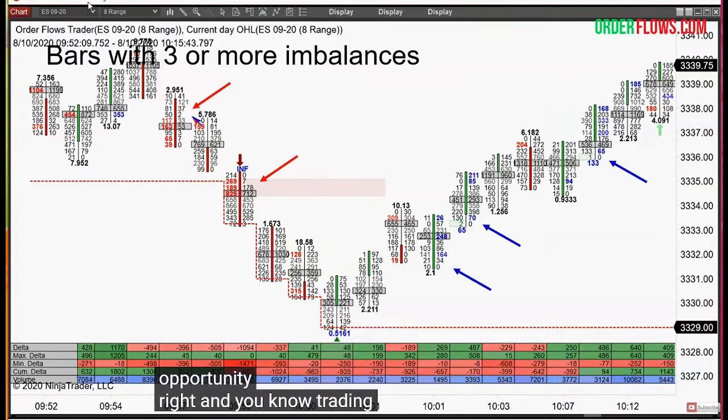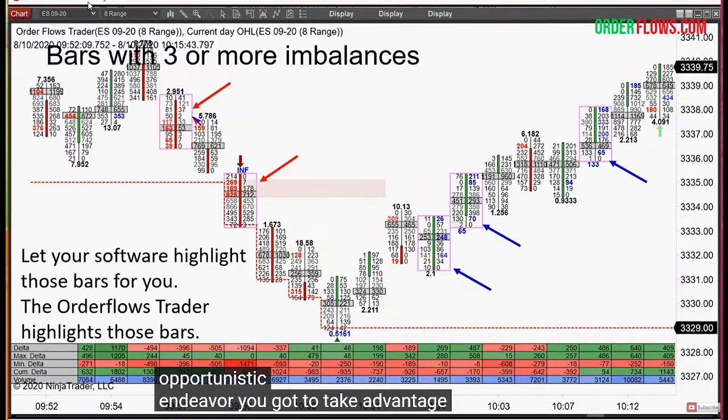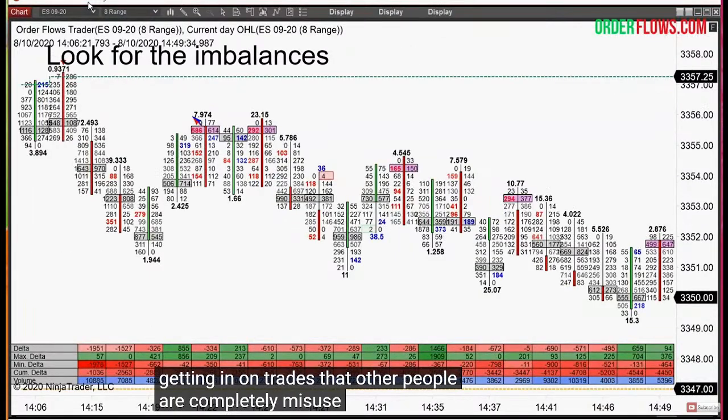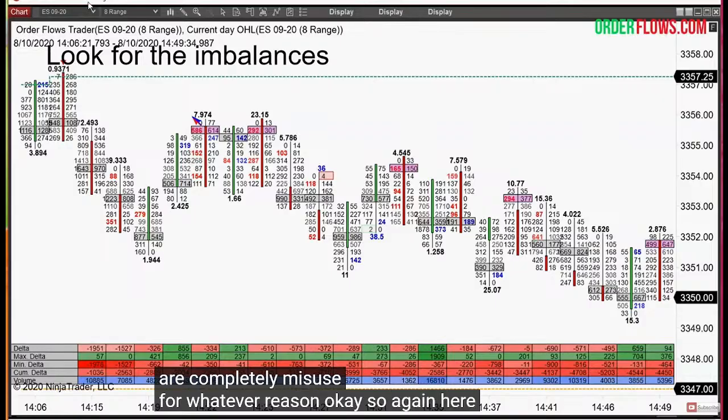Right? And trading is an opportunistic endeavor. You've got to take advantage of this stuff as soon as it happens. That's where your edge is going to come in, by getting in on trades that other people are just completely missing for whatever reason. Okay? So again, here, look for the imbalances.